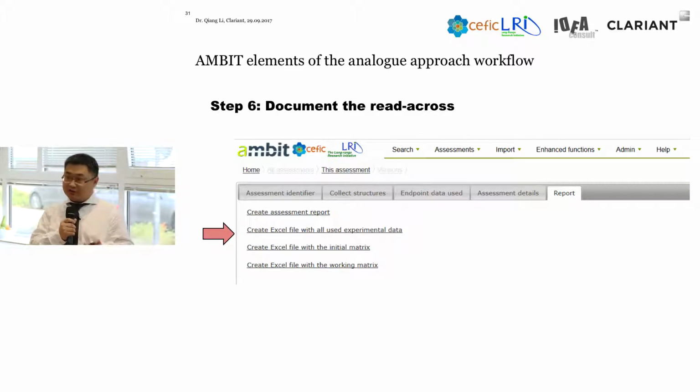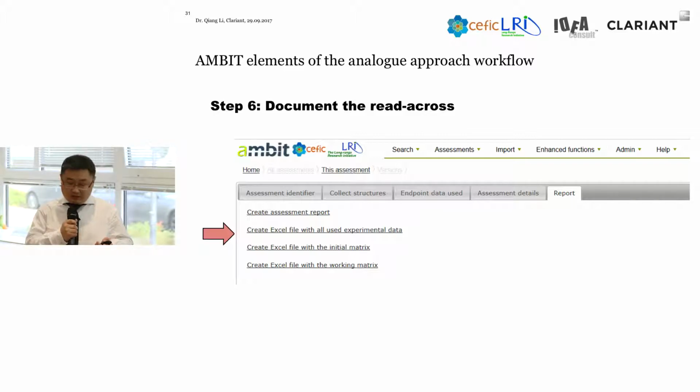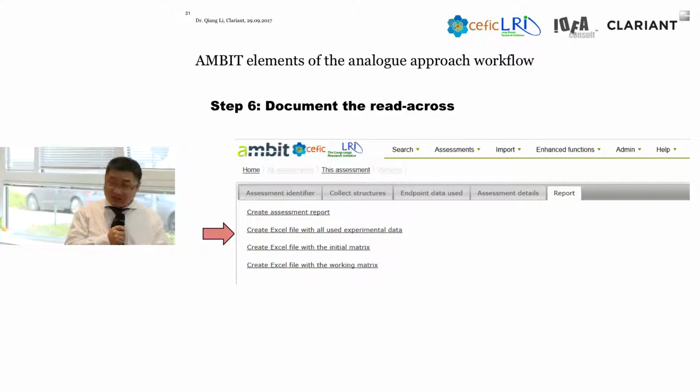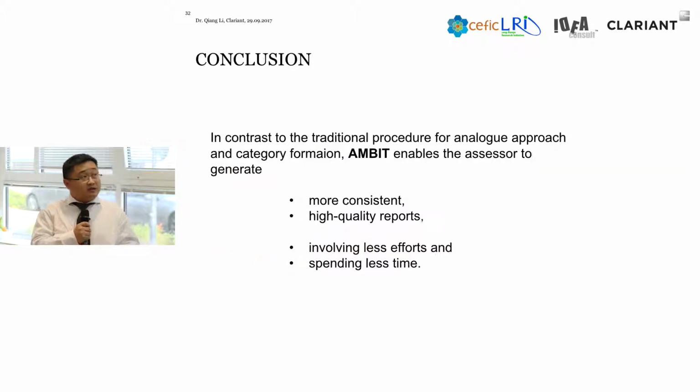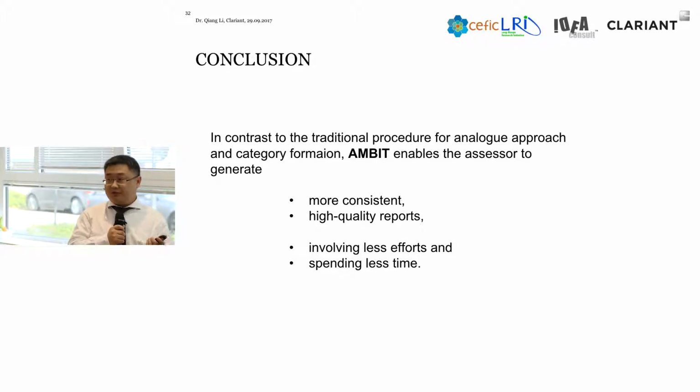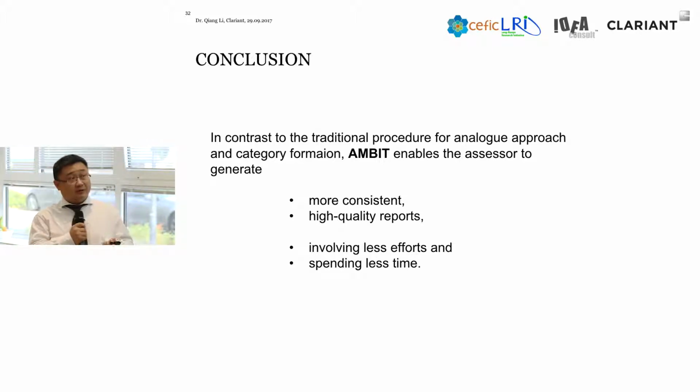So everything is documented. If we submit this report, or if we further look at this report, we can easily find all the information required. So I think it will support the justification documentation requirement by ECHA. In contrast to the traditional procedure, as I already showed in the practical example, AMBIT will help us to generate a more consistent, high quality and transparent report, involving less effort and spending less time.